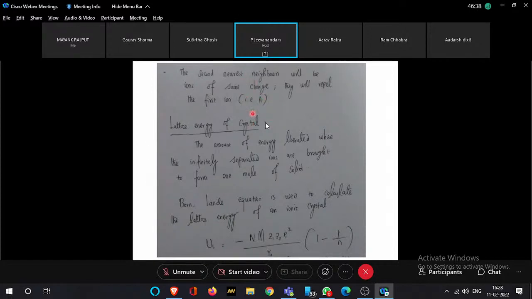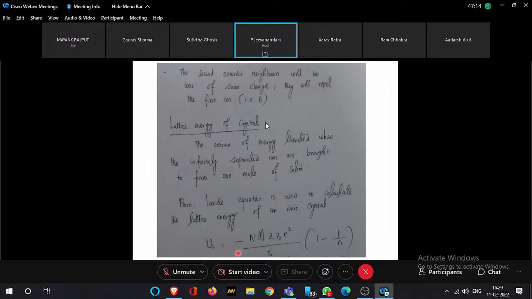Then this concept is used in ionic solids: lattice energy of a crystal. Basically, it is the amount of energy liberated when 1 mole of infinitely separated ions are brought together to form 1 mole of solid. So it is basically an electrostatic interaction between the ions in an ionic solid. Sometimes people use this equation to calculate the lattice energy for an ionic crystal. I am not going to ask any numerical problem, I just wanted to give you this.